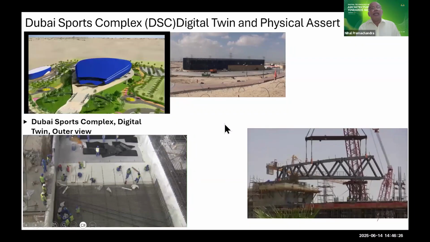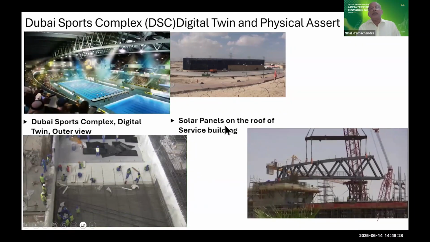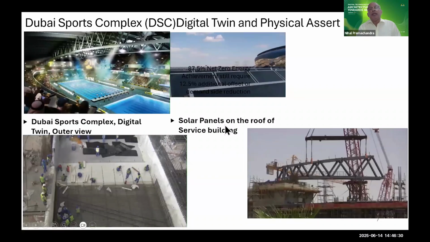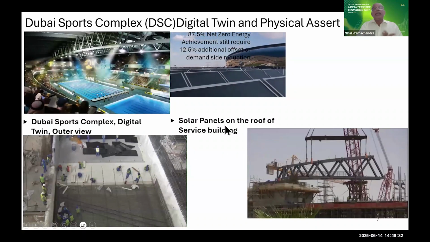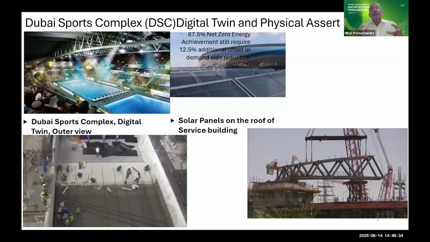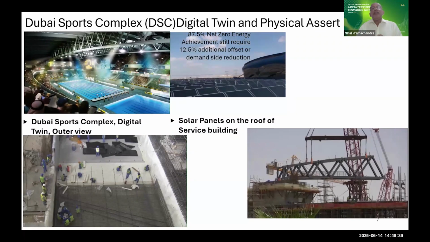And here is the place where we use these photovoltaic panels on the energy building to augment the net zero situation. Here, we achieved 87.5% net zero energy. Of course, there was a 12.5% additional offset. I tried to use all the external lighting also with photovoltaic panels. Still, in my time, I couldn't do it. I don't know whether they have done it now.